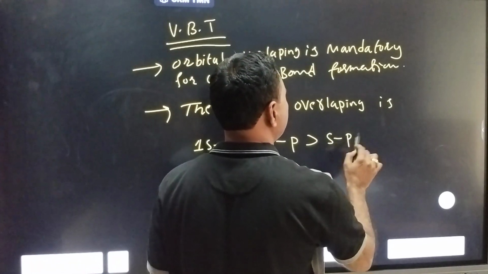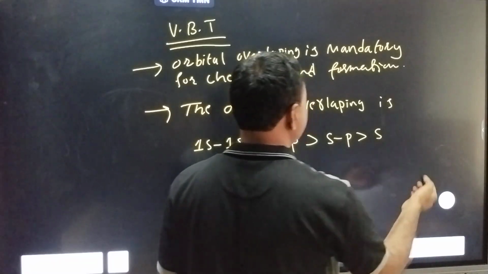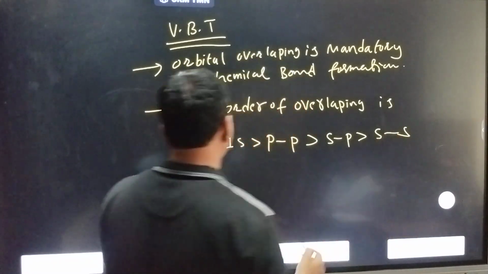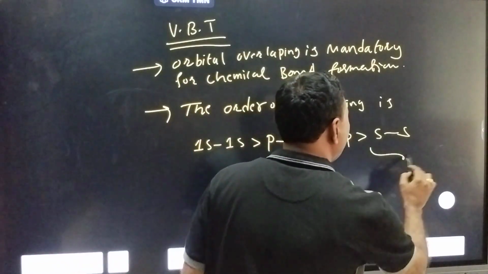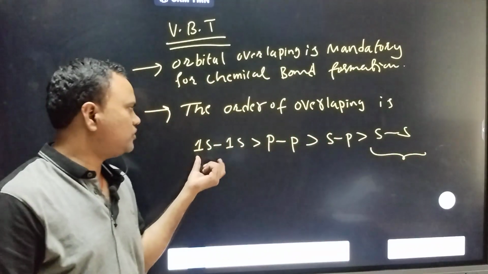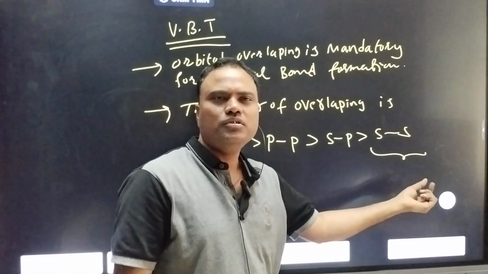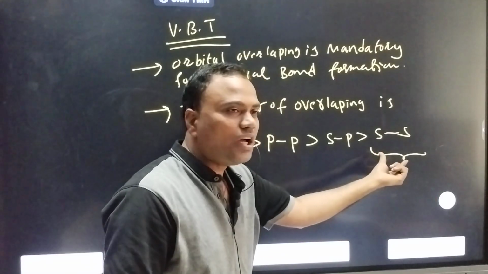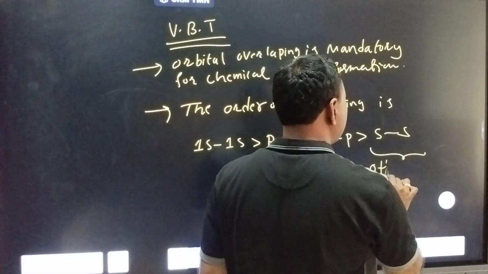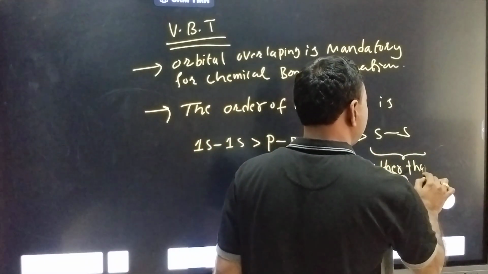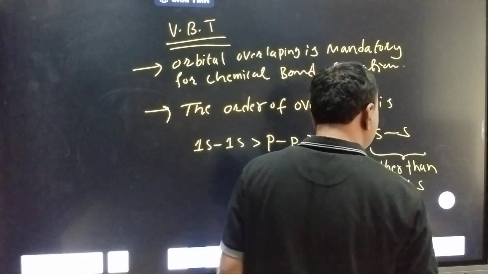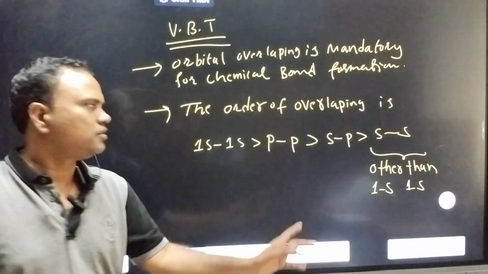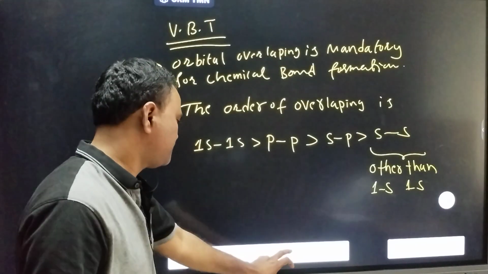Okay, pp, then ft, then SS actually. SS means other than 1s1s. Got it? Other than 1s1s. Here I only wrote S, here also I wrote S, which means other than 1s1s. Very, very important: other than 1s1s. Got it? For example, look at this.